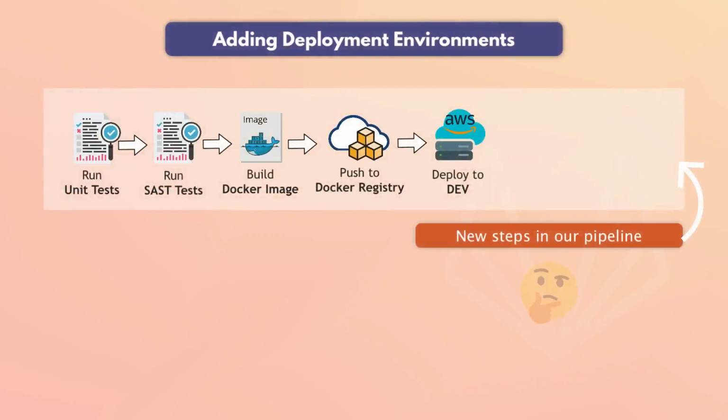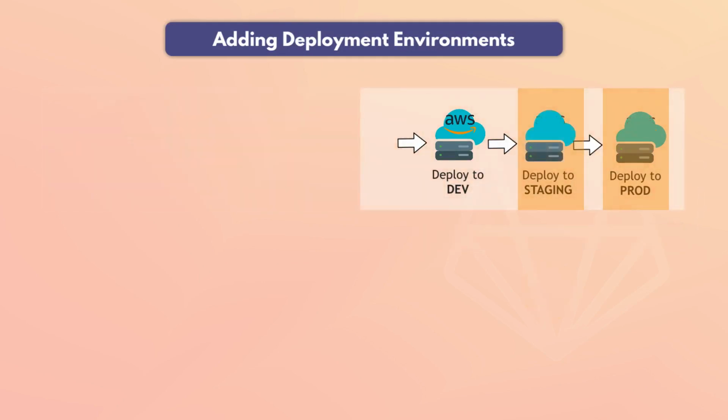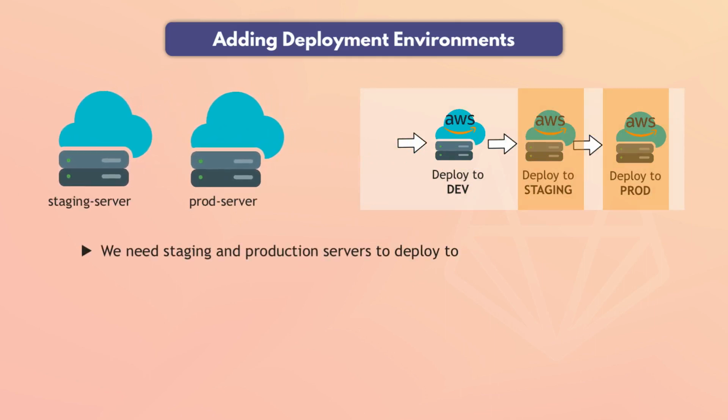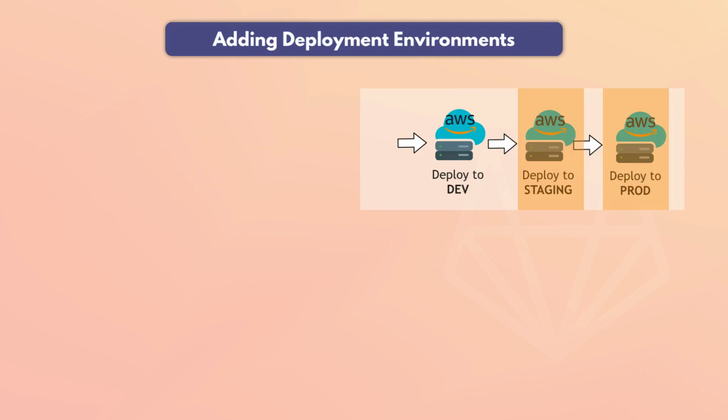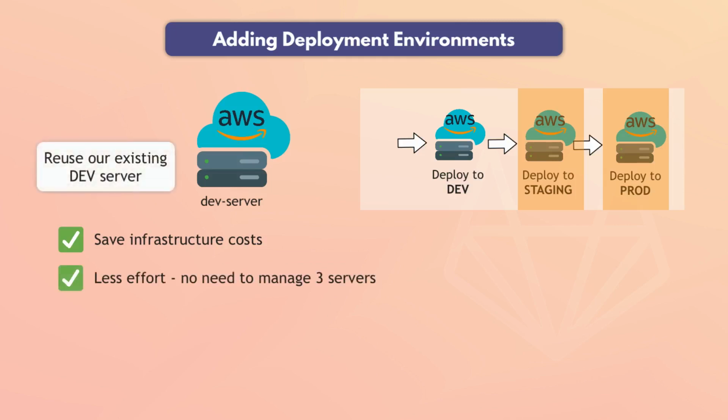So let's see what this kind of pipeline will look like by adding steps to deploy to staging and production environments. Well, first, just like we created a development server to deploy to, we need staging and production servers or environments to deploy to. And we can create 2 additional EC2 instances for those, which is how you would do it in real life. You would create them exactly the same way as we created the dev server. No difference there. In our case, in order to save infrastructure costs and the effort of managing these 3 different machines, we're going to reuse the dev server for all 3 environments.